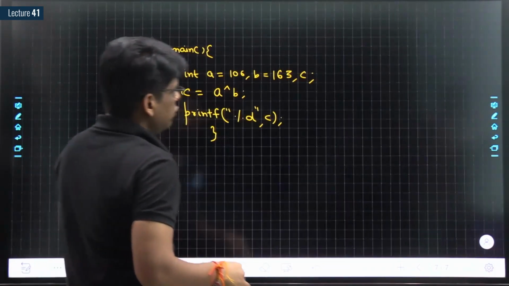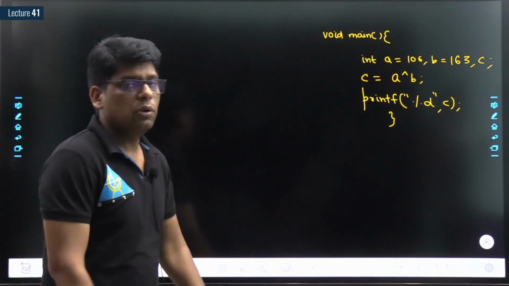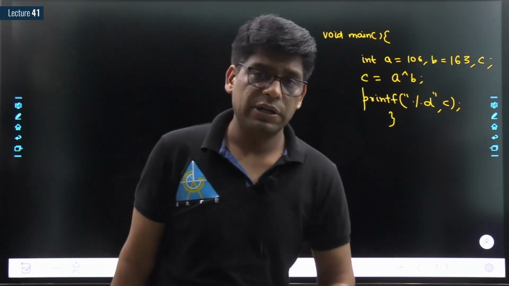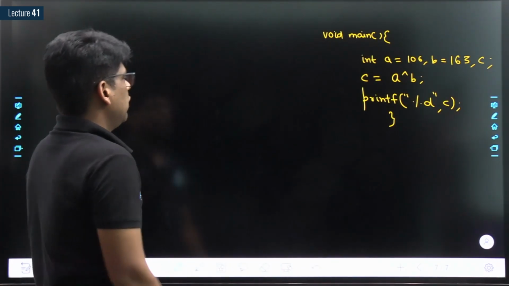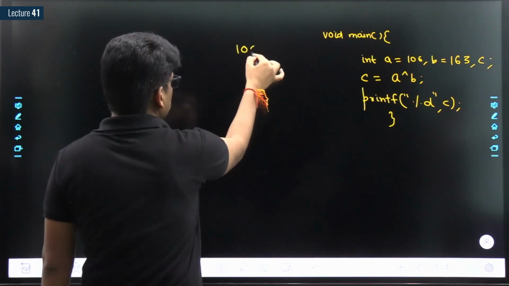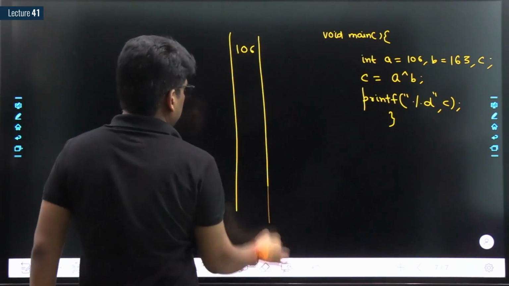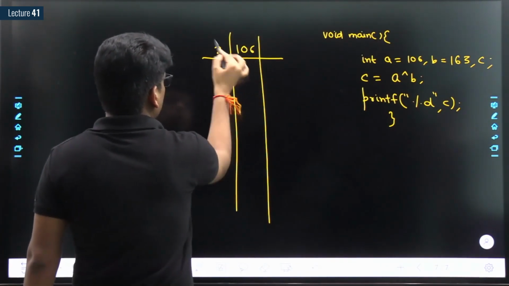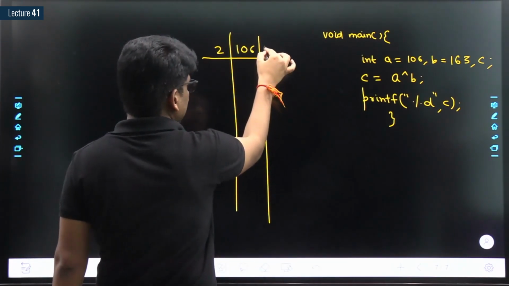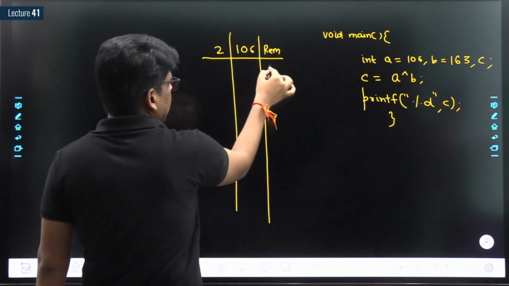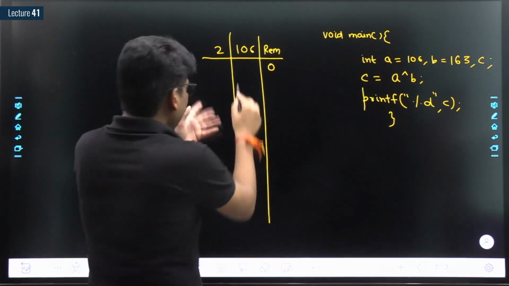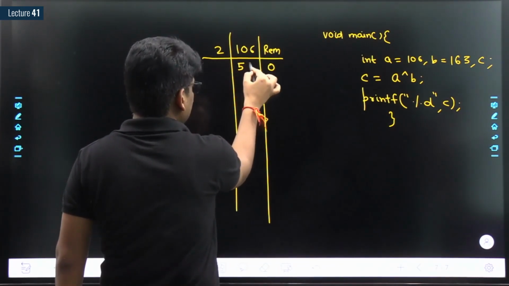Sir, since we are using bitwise operator, first we need to find out the binary equivalent for both the operands. So let me find out the binary equivalent for 106. Sir, 2. When I divide 106 by 2, since it is an even number, remainder will be 0 for sure. And let me divide, sir, 53.